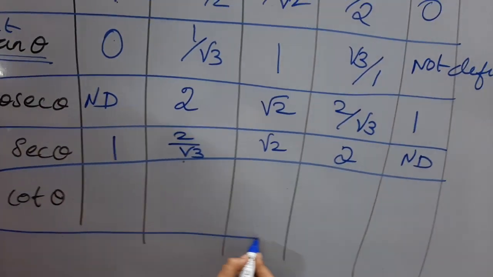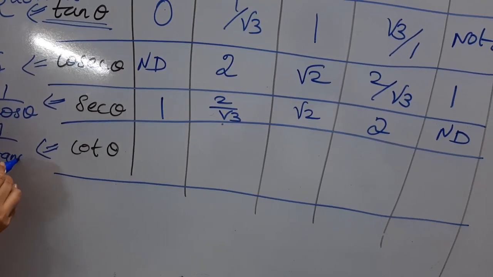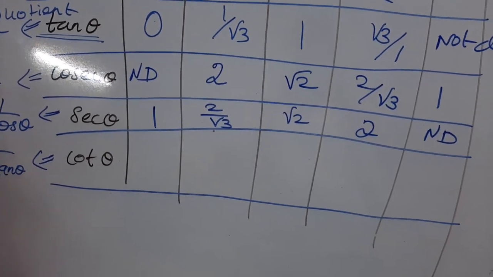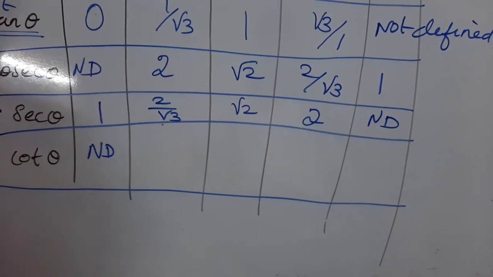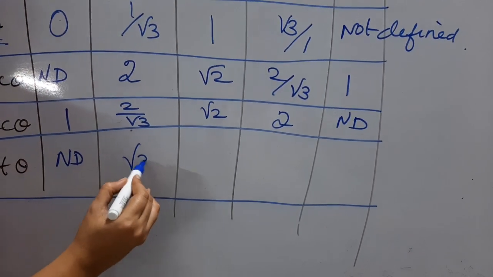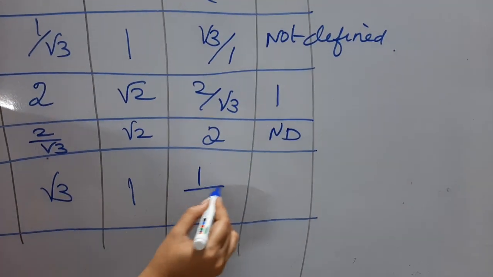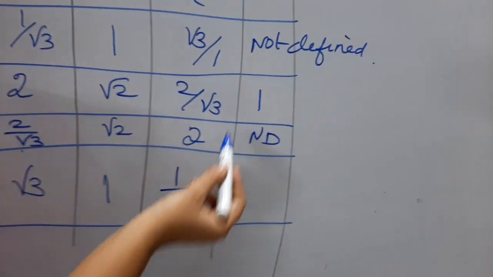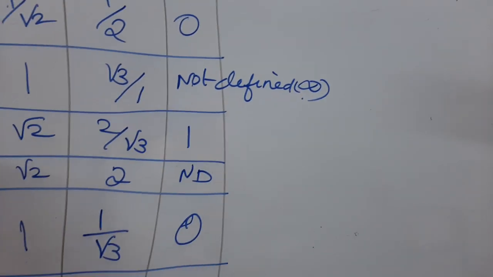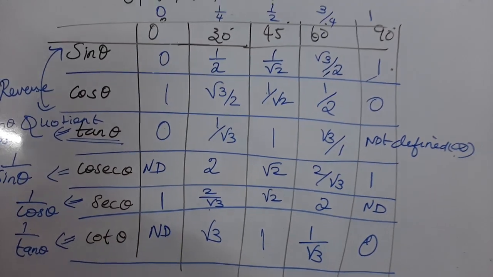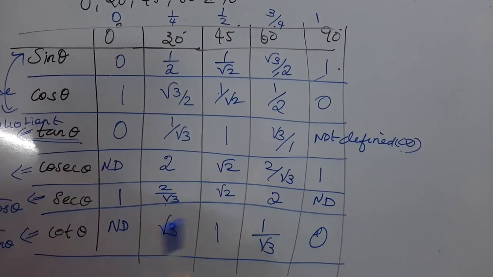Then what about cot theta? Do you remember, reciprocating tan theta we will get cot theta. 1 by tan theta is equal to cot theta. So here reciprocal of 0 is not defined. 1 by root 3 is root 3. Reciprocal of 1 is 1. Reciprocal of root 3 by 1 is 1 by root 3. And reciprocal of not defined, that is your infinite value, is 0. We did not know actually what is infinite. Then how can something be defined by infinite? So it is nothing. Reciprocal of not defined is 0.